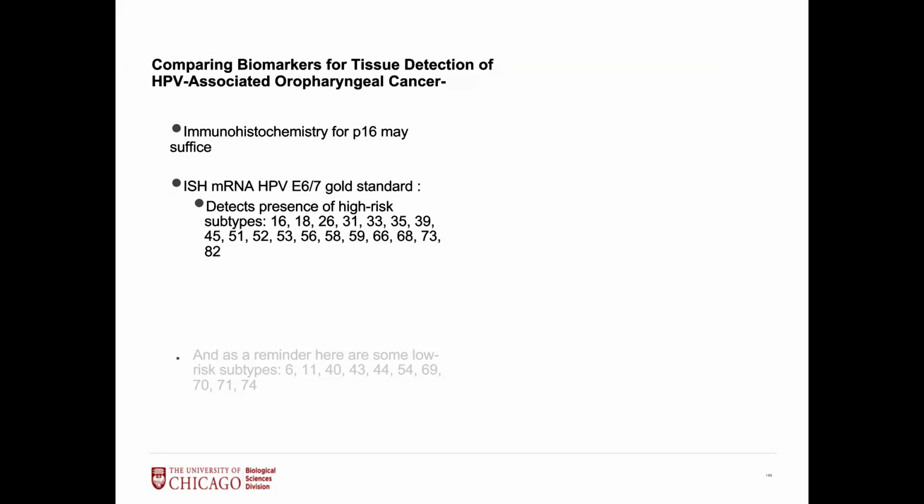There may be some institutions that just do p16 and they're done. It's non-keratinizing, it's in the oropharynx, p16 positive, call it HPV-related. They don't do HPV DNA testing, they don't do RNA testing, they don't do molecular subtyping, nothing. It's good enough, it's been proven, it's a pretty good predictor in non-keratinizing oropharyngeal SCCs.